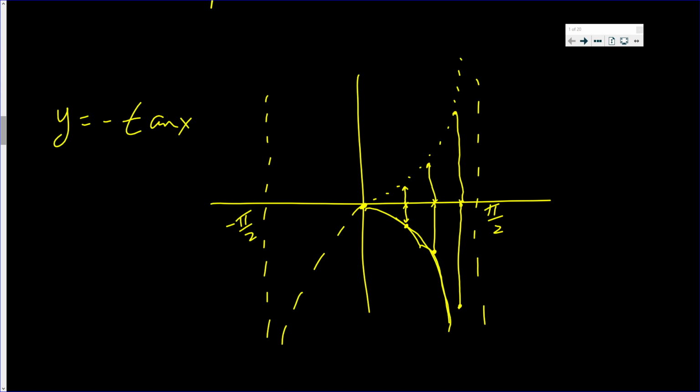To the left of the origin, for this x, tan x says go down that amount. Negative tan x, well, if you put a negative in front of a negative number, it becomes positive. It says go up that amount. For this x, tan x says go down that amount. Negative tan x says go up that amount. For this x value, tangent x says go way down there. Negative tan x says go way up there. And as you can see, the graph goes this way.